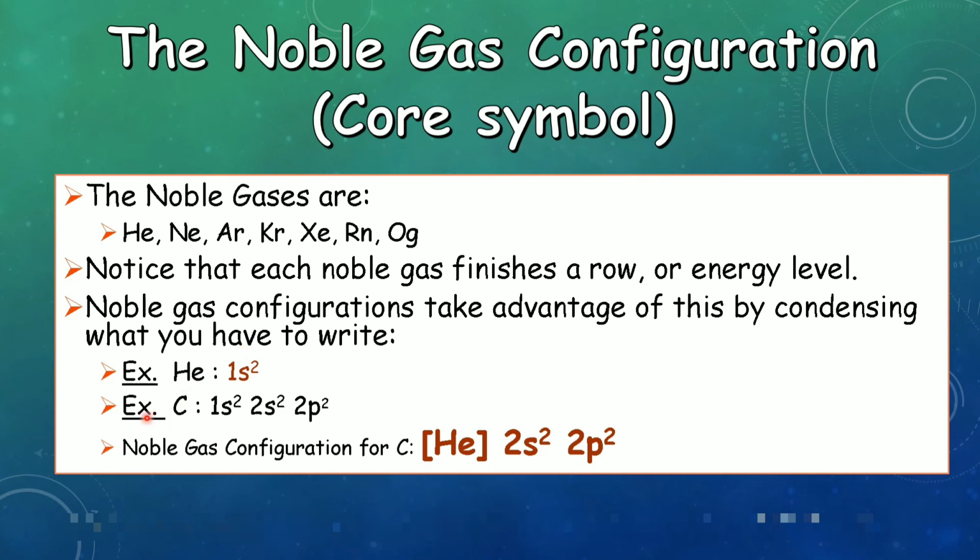Okay? And then, we have an example here, carbon. Carbon has a configuration of 1s2, 2s2, 2p2. Anong napansin po ninyo? Yung 1s2 ng carbon at yung 1s2 ng helium ay parehas. Okay? So, instead of writing 1s2 doon sa carbon, papalitan natin yung 1s2 ng helium. So, ang magiging noble gas configuration for carbon will be helium 2s2, 2p2. Okay?